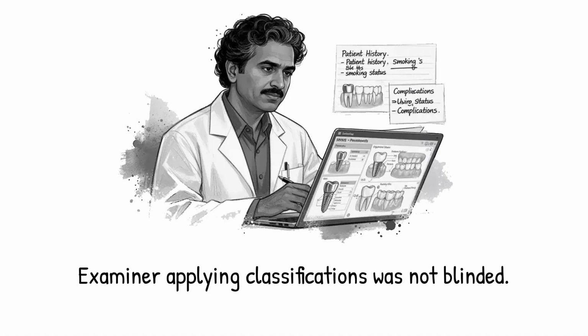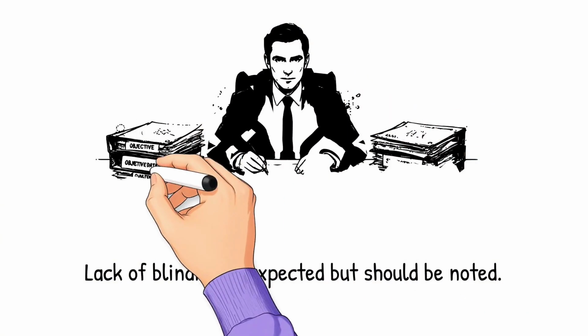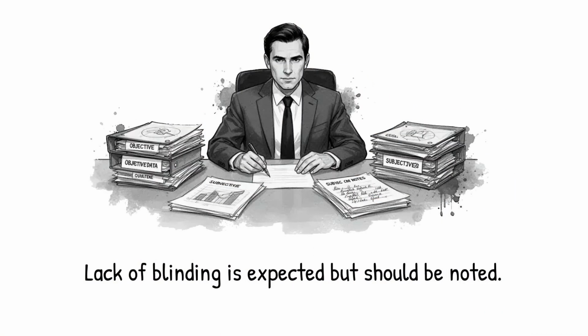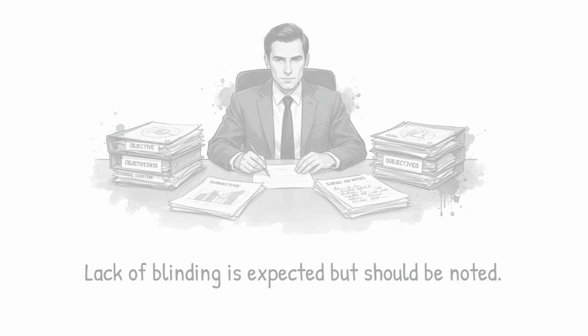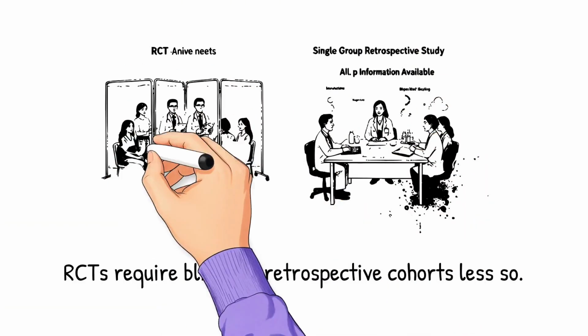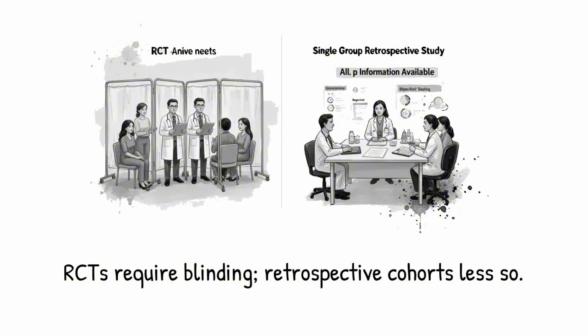The paper does not state that GS was blinded to patient history, smoking status, or prior complications when applying the classification criteria. In a retrospective cohort like this, that absence of blinding is expected and not unusual, but it's worth noting precisely because the classification step involves clinical judgment, not just objective measurement. This is a good example of how blinding applies differently across study designs. In an RCT, the absence of blinding would be a major red flag. Here, in a single-arm retrospective cohort, it's a minor expected limitation.